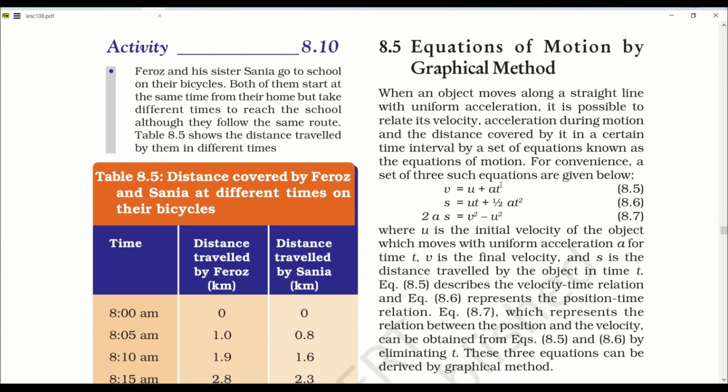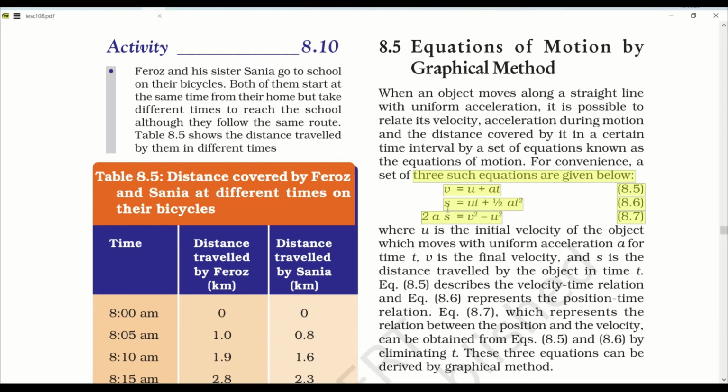Now let's begin another topic, that is equations of motion by graphical method. These are the three equations that you have to study while you study motion. This is the final velocity. V, the final velocity, is equal to the initial velocity u plus acceleration into time. That is the first equation of motion for an object, by the graphical method.